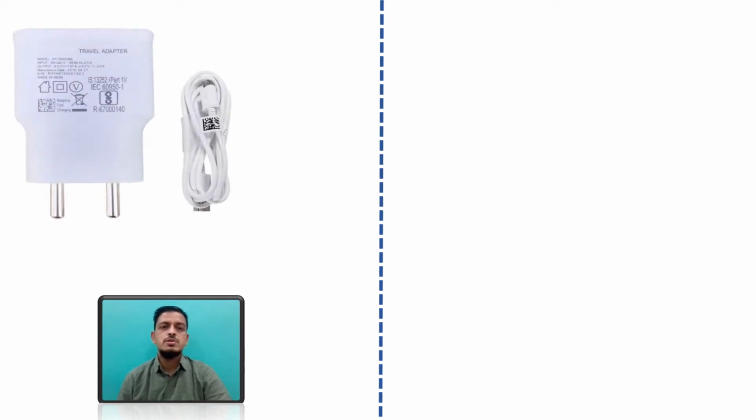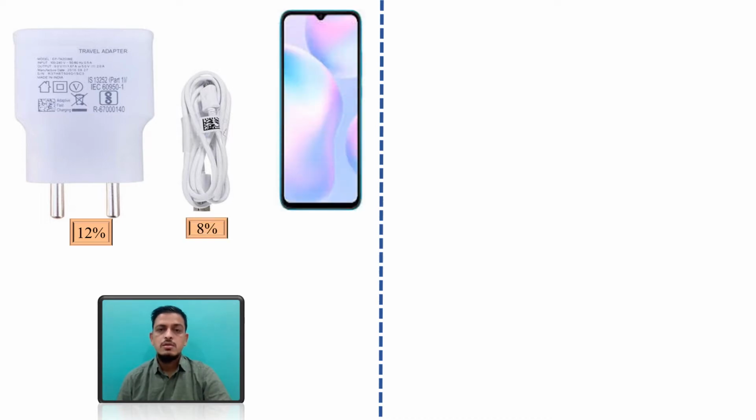First one is, suppose this is a mobile charger and this is a mobile cable. Now, the rate on the charger is 12%, the rate on the mobile cable is 8%, and this is a mobile, and the rate on mobile is 10%. Now you have to identify which type of supply this is, whether it is a composite supply or a mixed supply.